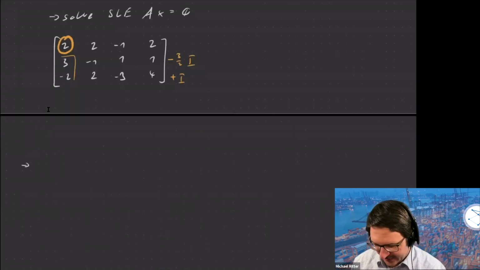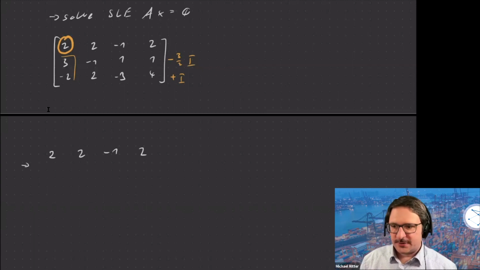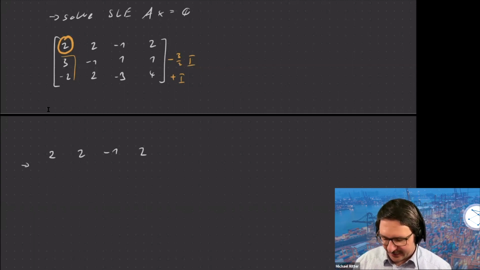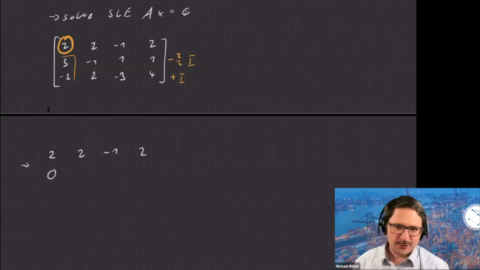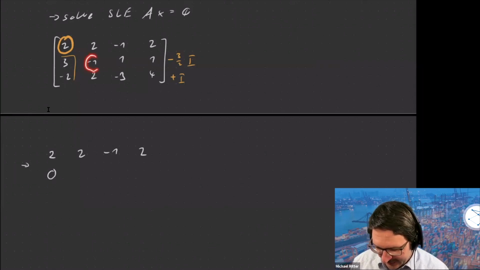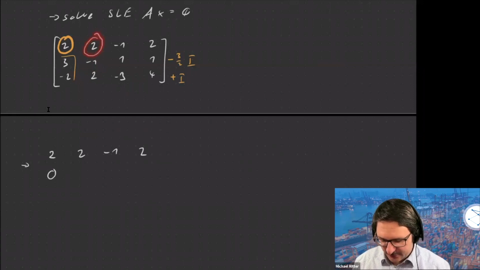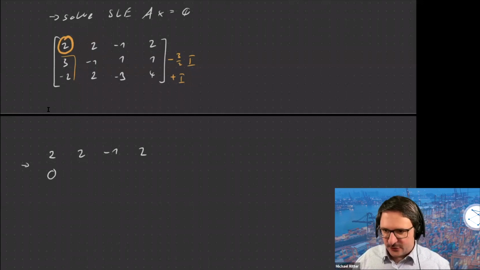So if we do that, we get the following result. We just copy row number 1. That does not change. Then for the second row, we get 3 minus 3 over 2 times 2. That's 3 minus 3. So there's the 0. That's what we wanted. Then we have this minus 1 here. Minus 3 over 2 times 2. 2 times 3 over 2 is 3. So that's minus 1 minus 3. That is minus 4.